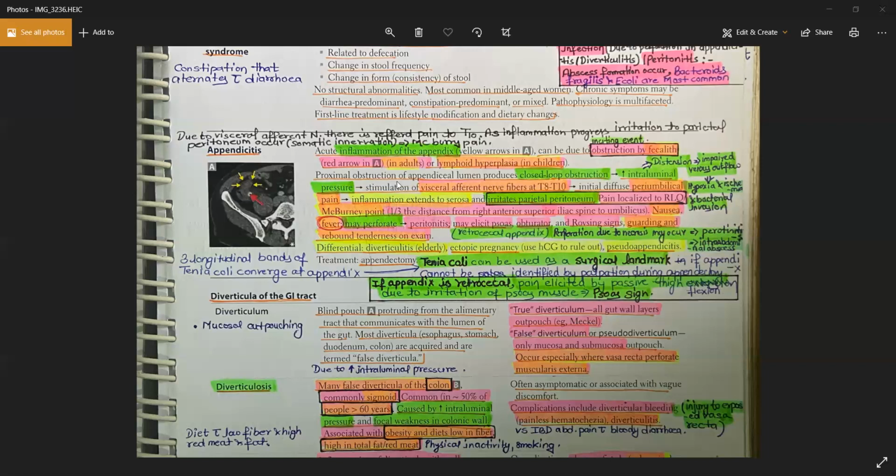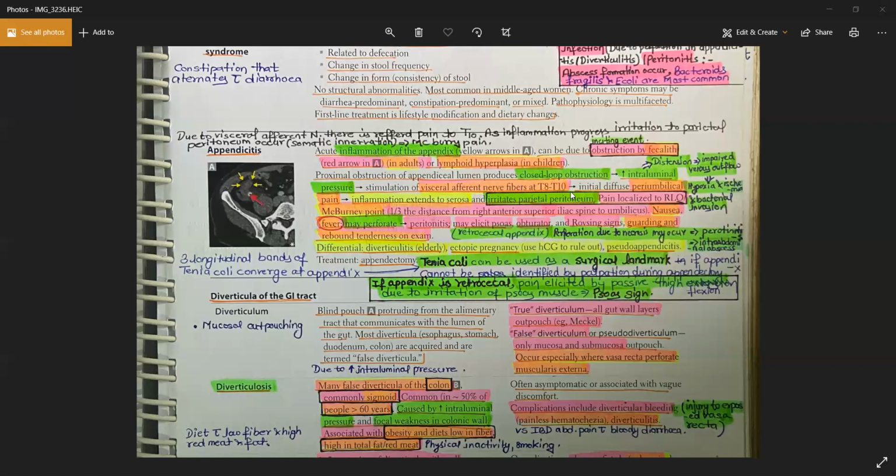It will irritate the visceral afferent nerve. See, the first nerves to be affected are the visceral afferent nerves, okay, which are supplied by the roots T8 to T10, right? And that's why initially the pain of appendicitis will be at the umbilicus, the periumbilical region. Why? Because of these nerve fibers, the T8 to T10, right?